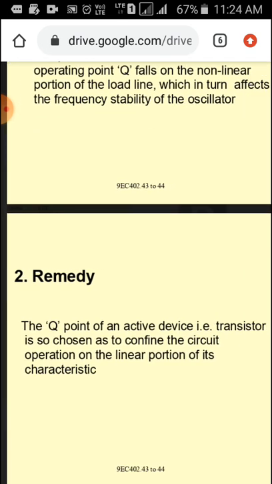Remedy: the Q point of an active device, that is a transistor, is chosen so as to keep the circuit operation on the linear portion of its characteristic.